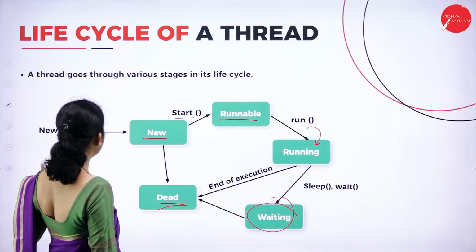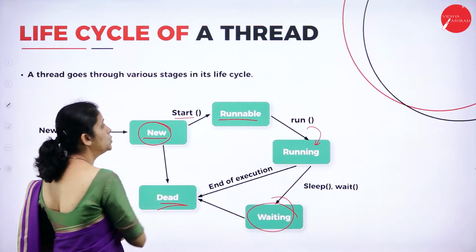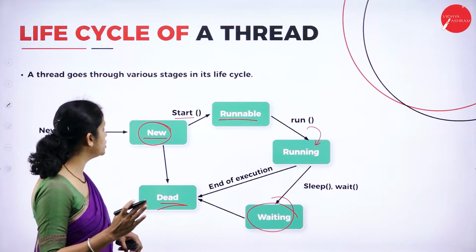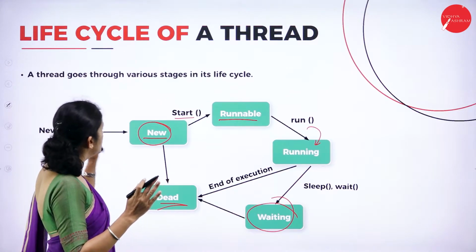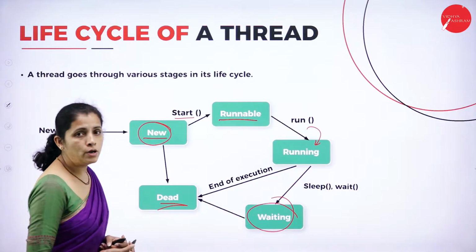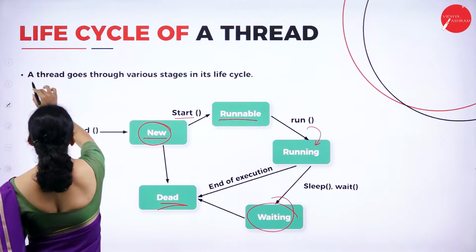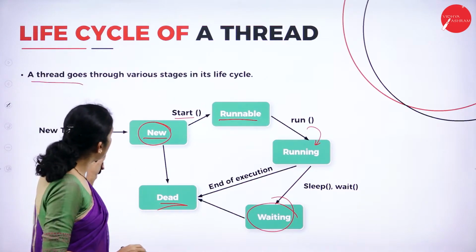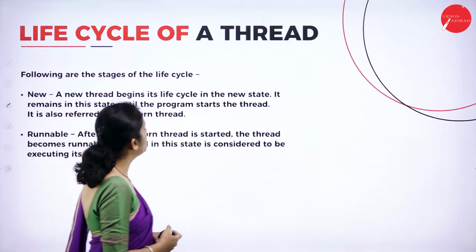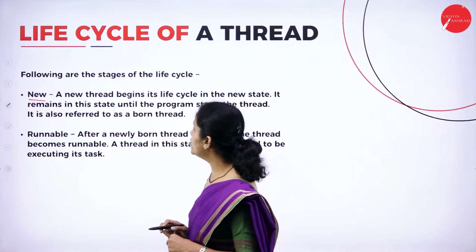So, dear student, when I call the thread function, I'm going to create a new thread. After creating the new thread, I'm going to call the start function to move from new state to runnable state. This is the way I can create a thread, and this is the life cycle of a thread. So a thread must go through various stages in its life cycle. Now, the first stage is new.